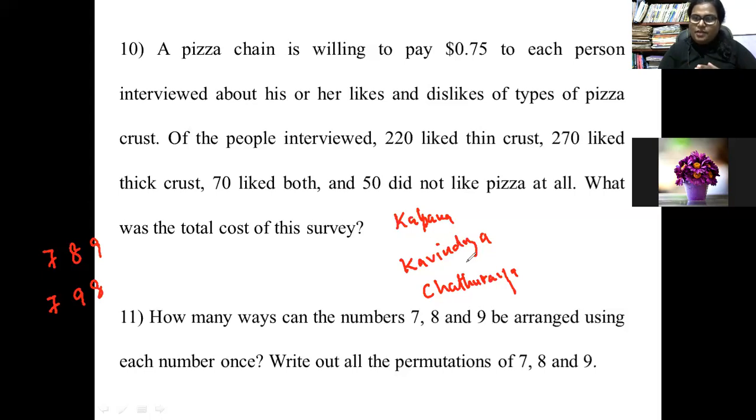That's like combinations. But here the order matters. That's why we consider this 789 and 798 as 2 digits.